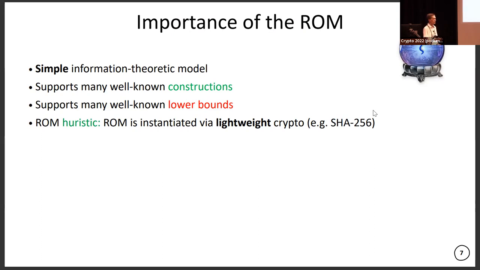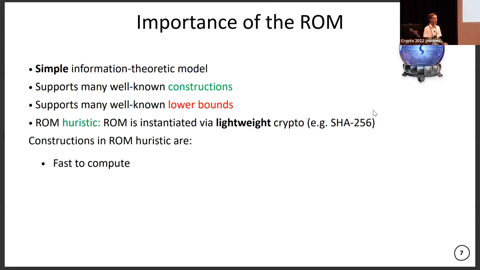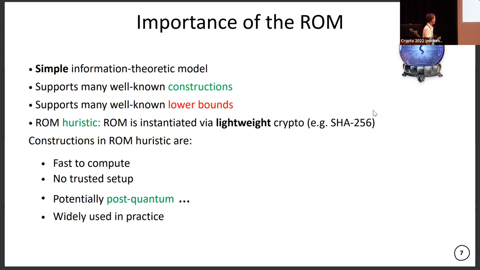So this ROM heuristic has several interesting features. First one, all of the constructions are faster to compute because we use only lightweight crypto. And they need no trusted setup. And well, potentially post-quantum, depending on which function you are using and how you prove it in the random oracle model. And they are widely used in practice.